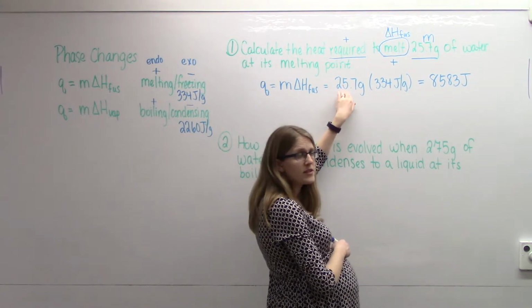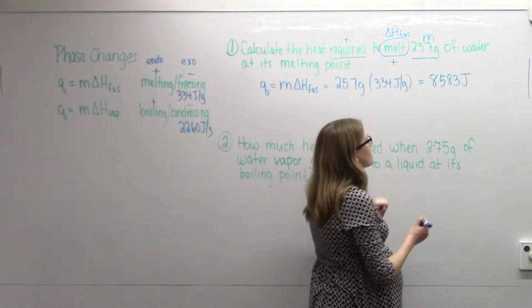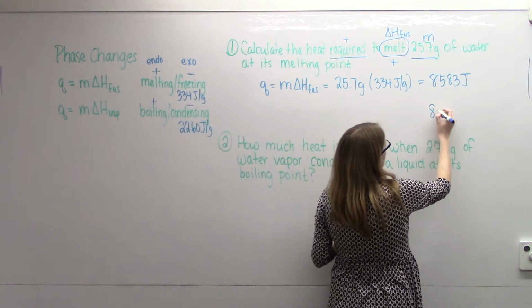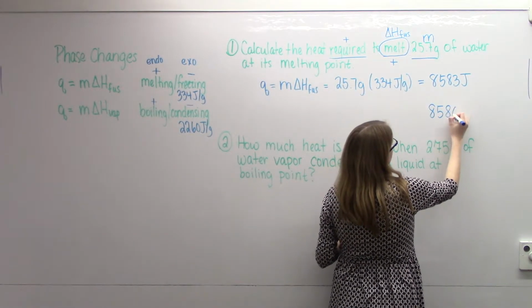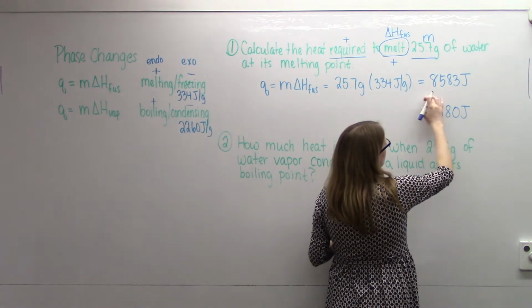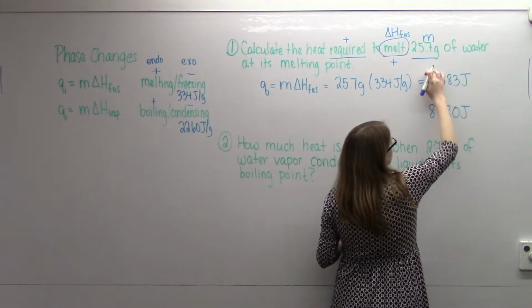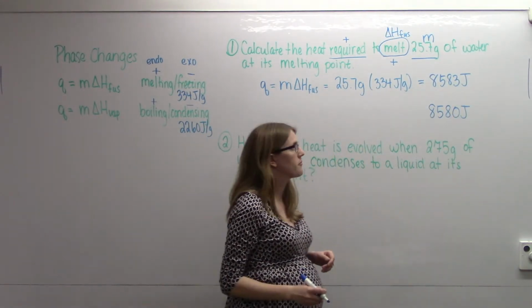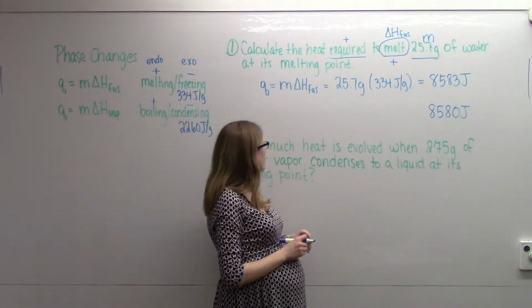There are 3 sig figs in your math. There should be 3 sig figs in your final answer. That is 8580 joules. Here's the honors answer right here. Academic, here's your answer. Okay? So, there you go. Let's do another problem.